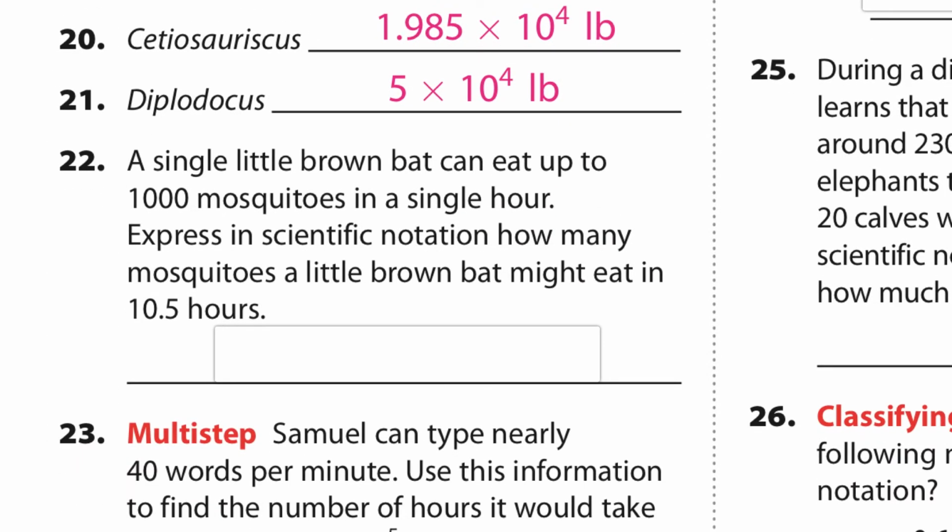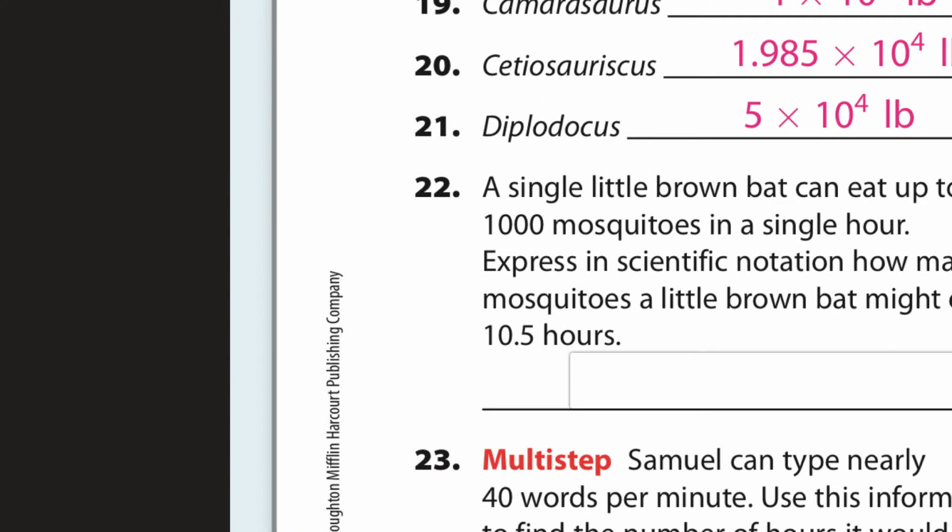Okay. Number 2. A single little brown bat can eat up to 100 mosquitoes in a single hour. Express in scientific notation how many mosquitoes a little brown bat might eat in 10.5 hours. Okay. So it'd be this times 10.5. Let's see. 1,000 times 10.5. Well, if you multiply by 1,000, you end up moving the decimal to the right. 1, 2, 3.